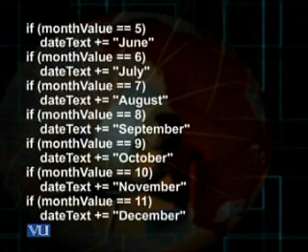So you can see at the end, if month value equals 11, date text plus equals December, that would mean in case the system returns a value 11, then the date text should have the month name December written in it. So in this fashion, we get the value of the month using the function getMonth.